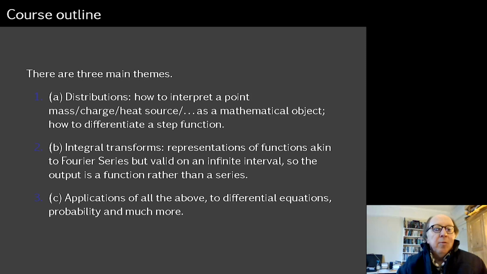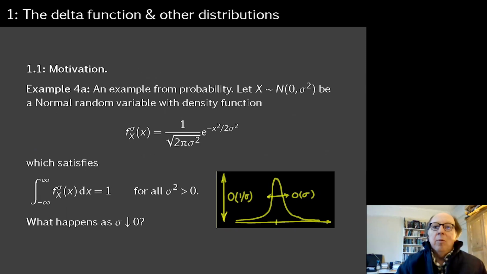We're going to start with some motivation. We're going to start with motivation for the famous delta function. And the delta function is, if you like, the canonical idea of distribution. If you get your head around the delta function, then you've got your head around the whole thing. And we're going to start with a very simple example from probability. A lot of our examples are from probability. And this is quite a thought-provoking one, actually.